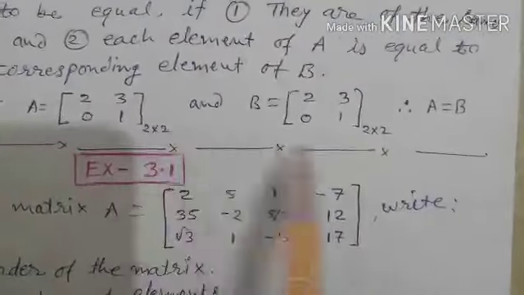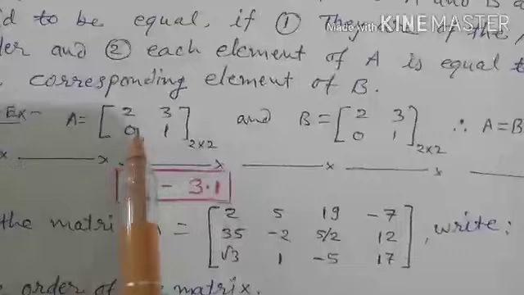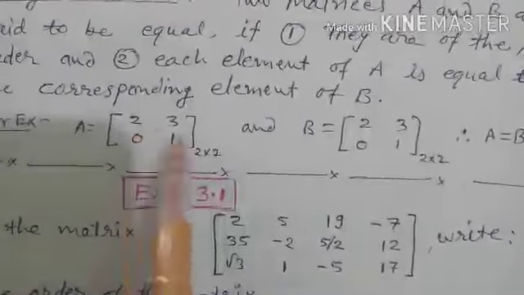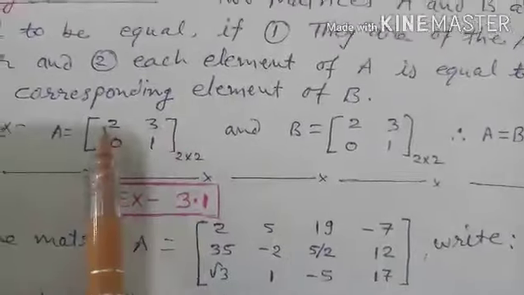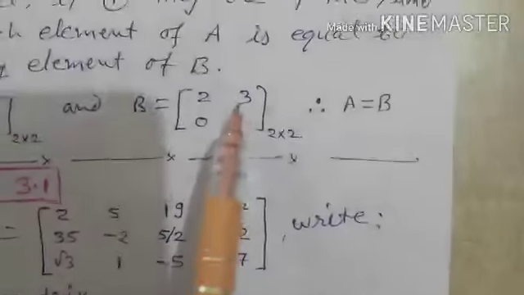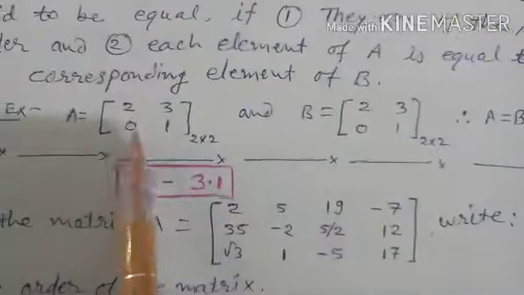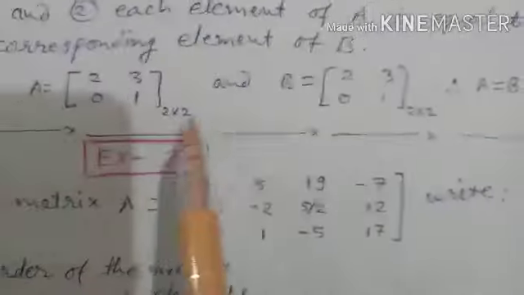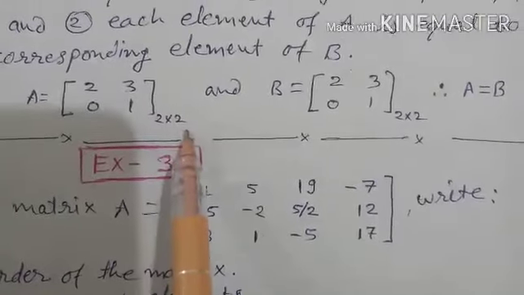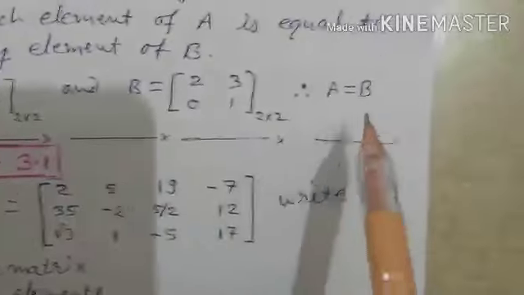Here the order is the same and all corresponding elements are equal: A11 is 2, here also 2. A12 is 3, here also A12 is 3. So all corresponding elements are equal and their orders are also equal, then both matrices are known as equal matrices.